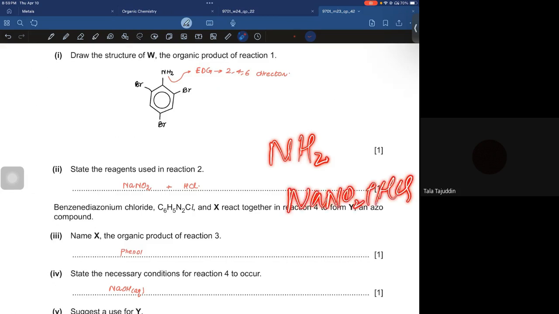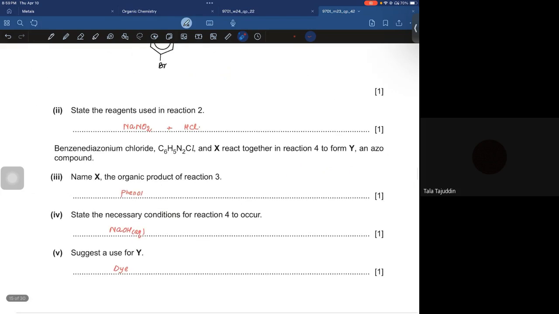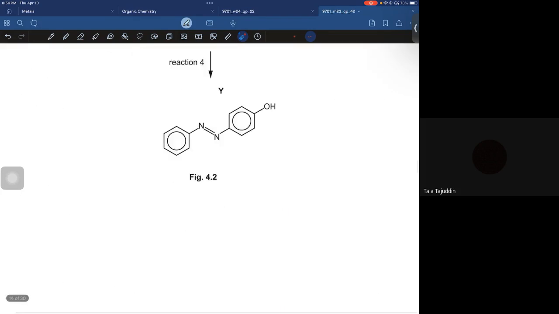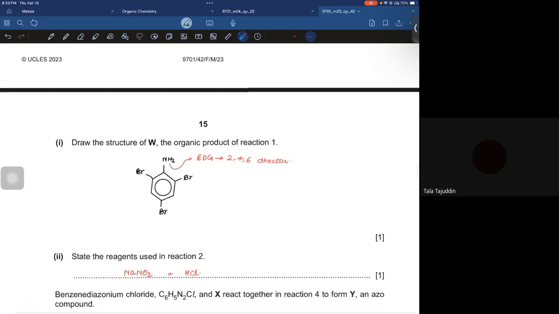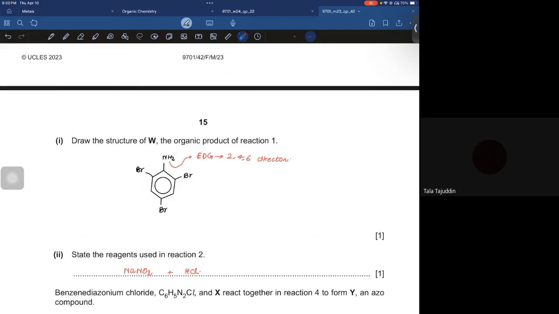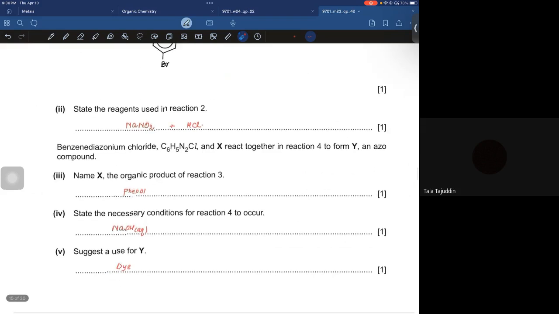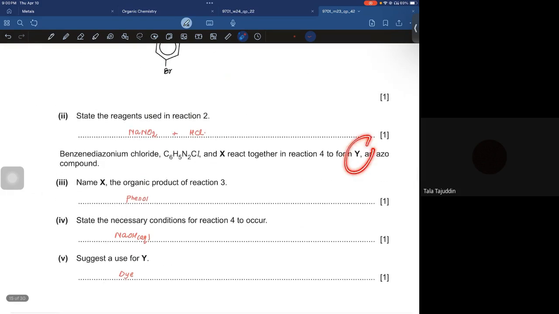So it would be forming the diazonium salt. Then, benzene diazonium chloride and X react together in reaction 4 to form Y. Y is an azo compound. Okay, azo has a double bond between nitrogens. Name X, the organic product of reaction 3.